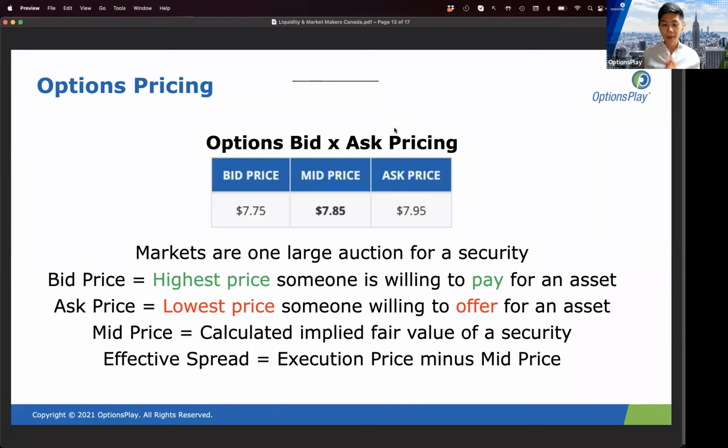So let's talk a little bit about options pricing, because the bid-ask price is the advertisement, if you will, from the market makers to try to entice you to execute trades.